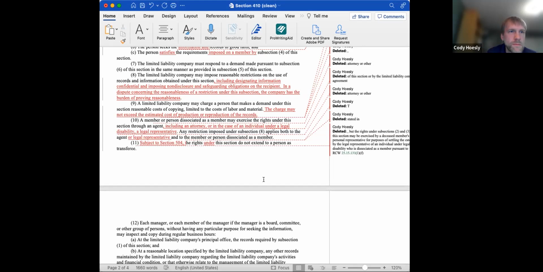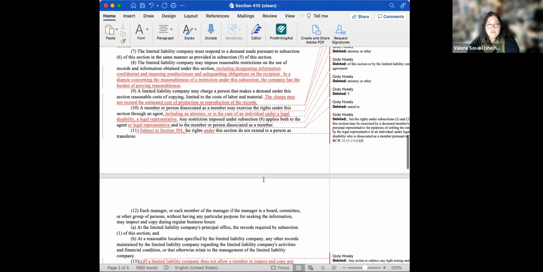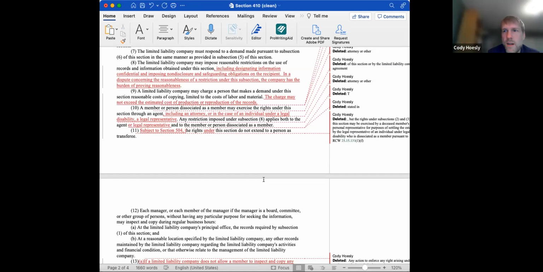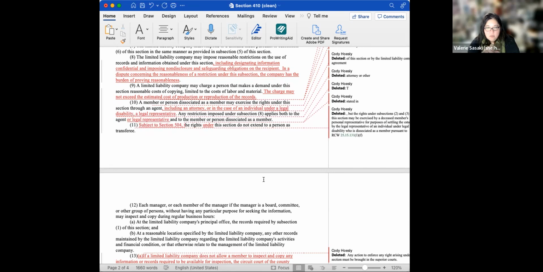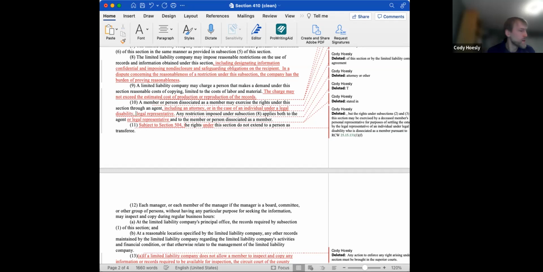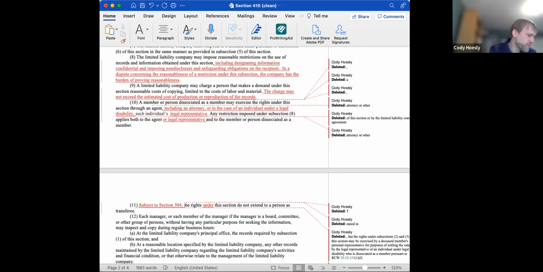Sounds good. And then the charge thing is an ORS restriction, so that's fine. Yes, that comes from ORS. Attorney, legal representative. I would only suggest that including an attorney or, in the case of an individual under a legal disability, such individual's legal representative. And so instead, yeah, substitute such individuals for a legal representative. So this is blending with ROLCA F, and the way ROLCA F reads is, in the case of an individual under legal disability, a legal representative.